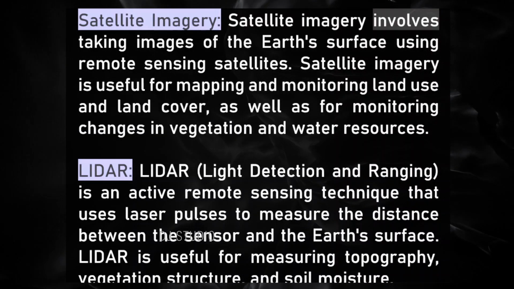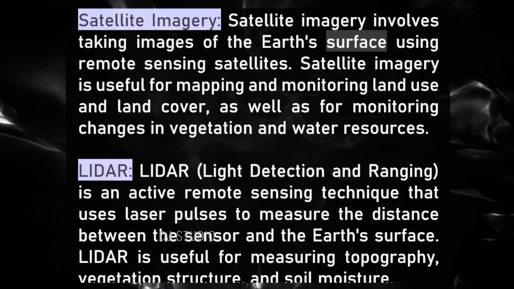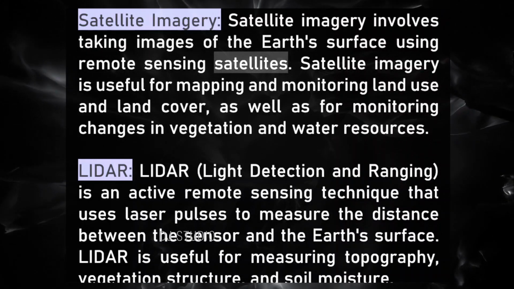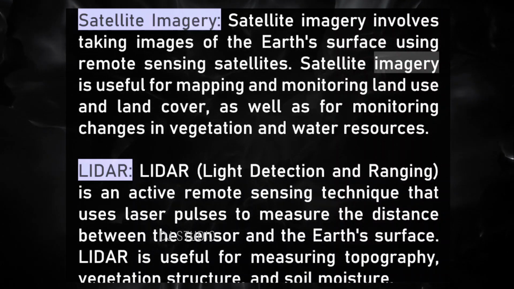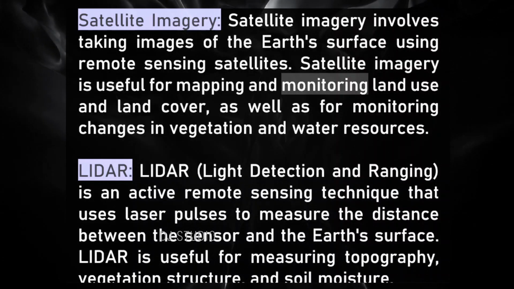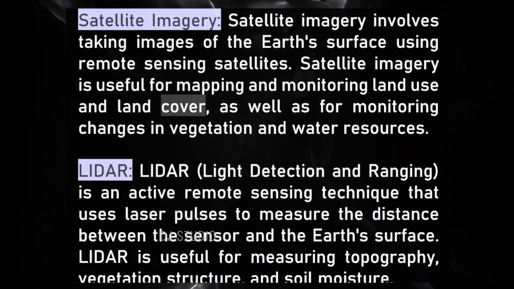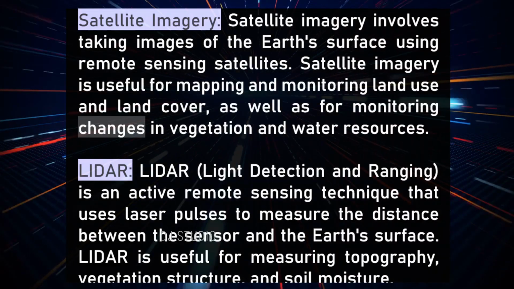Satellite imagery. Satellite imagery involves taking images of the Earth's surface using remote sensing satellites. Satellite imagery is useful for mapping and monitoring land use and land cover, as well as for monitoring changes in vegetation and water resources.